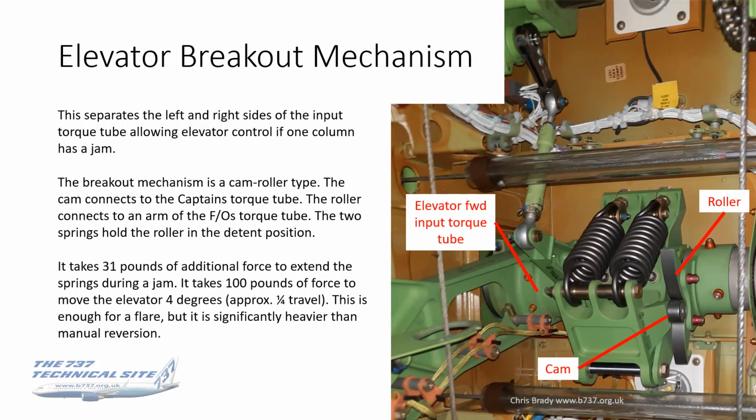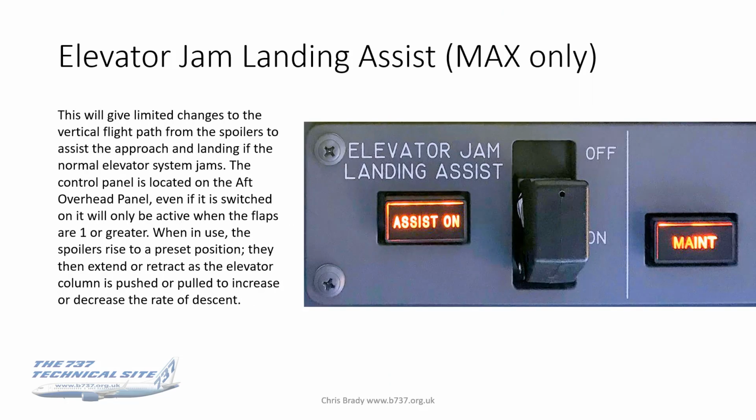I think from memory that there are other breakout mechanisms further aft on the aircraft, out near the elevators, and I'll come on to show you those. But from memory, the breakout loads on those, I think it's the stab input rods to the elevator, is around about 90 pounds each. So you're looking at about 180 pounds of force to overcome a jam if it happens in the rear section of the aircraft. So definitely a little bit of strength required there.